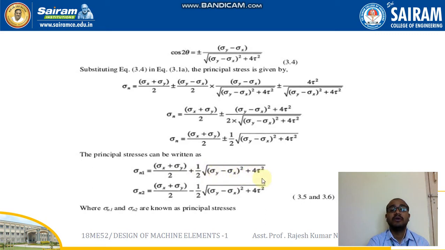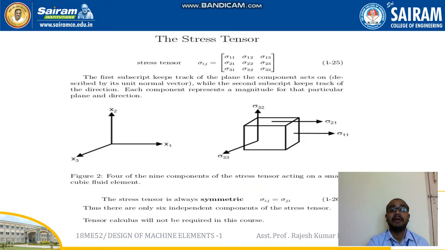and for plane 2 it is sigma n2, which is equal to (sigma x plus sigma y) by 2 minus 1 by 2 square root of (sigma y minus sigma x) whole square plus 4 tau square. So these two stresses we call the principal stresses, which are present under the principal plane. Now we'll move to the next important topic, that is the stress tensor.